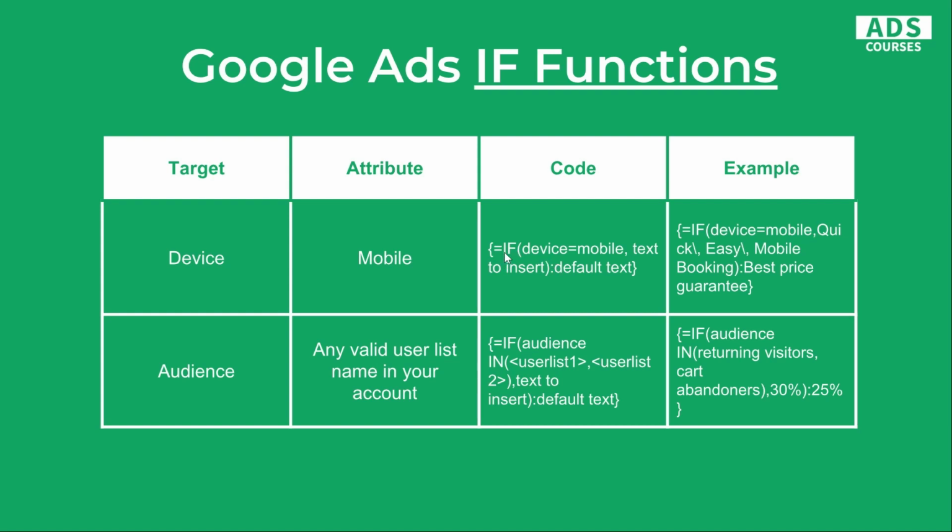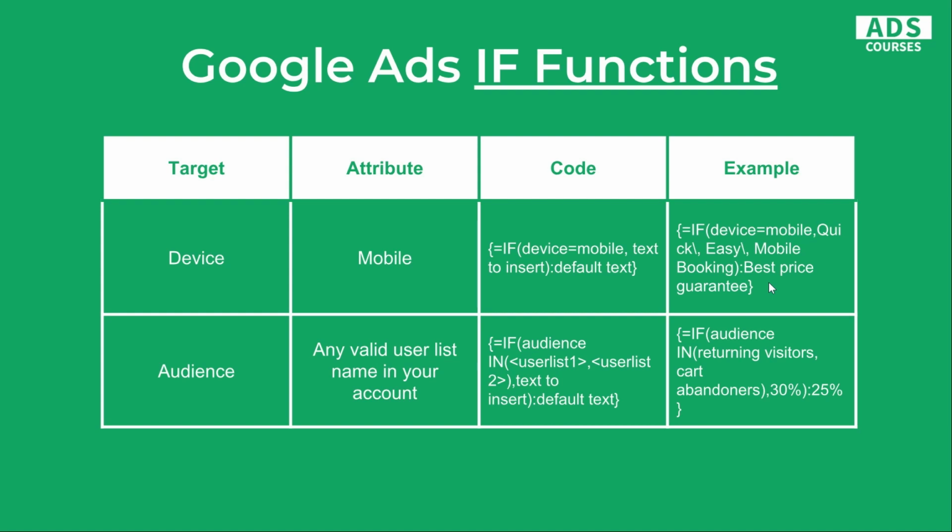So you've got the if function, you've got the device mobile. You can only use the mobile device over here. And here you have the text to insert to show to the mobile users. And after that, you place your default text, which will be shown to other users. And here you have the example. So we've got the if function, we've got the device mobile, and we have the quick, easy mobile booking, which will be shown only to mobile users. And we have the best price guarantee that will be shown to other users.